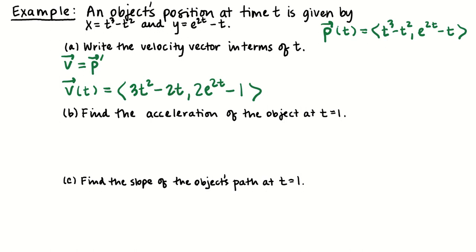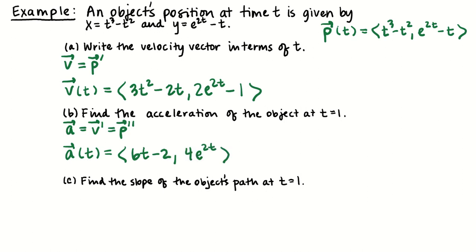Find the acceleration of the object at t equals 1. Well, we know that acceleration is equal to the derivative of velocity and also equal to the second derivative of position, and that's still going to be the same if these are vectors. So I know that a of t, I'm going to just take the derivative of v, and I'll have 6t minus 2 and 4e^(2t). And then I'll just plug in 1 to get a of 1. And so that would be 6 minus 2 is 4, and then 4e^(2 times 1) would just be 4e^2.